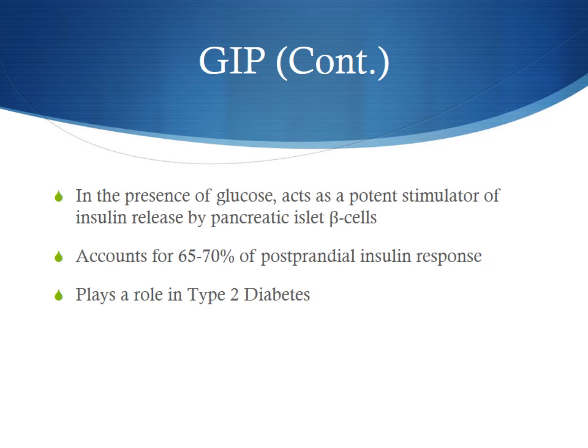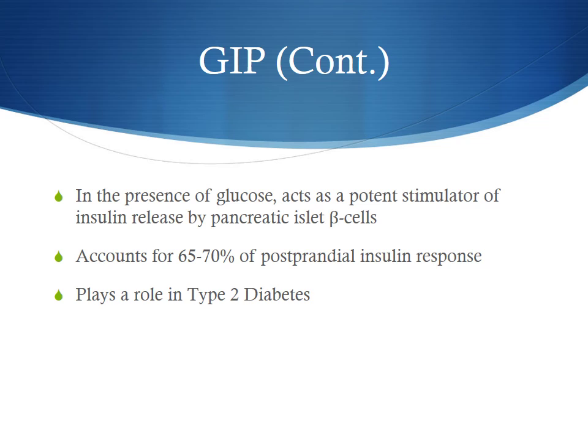So after you eat a meal and your body starts digesting some of the food, your blood has lots of glucose in it. So GIP helps signal that your body needs to take it up, so it starts to increase the release of insulin.